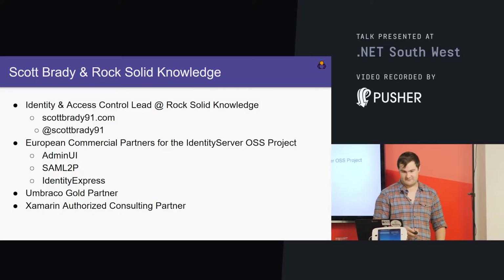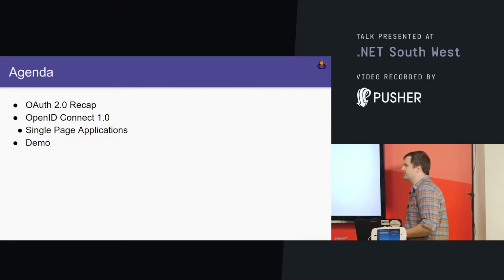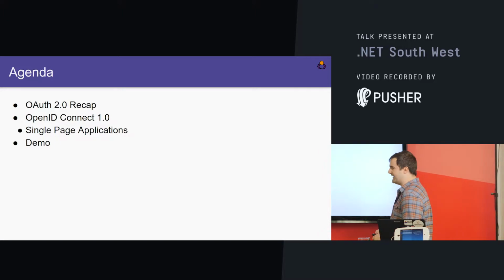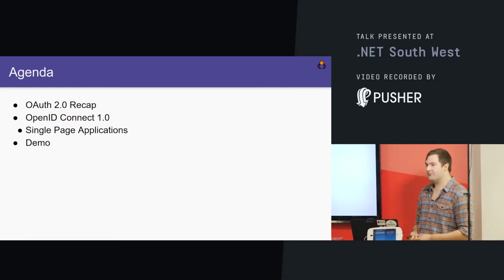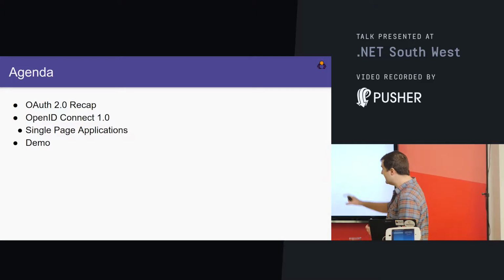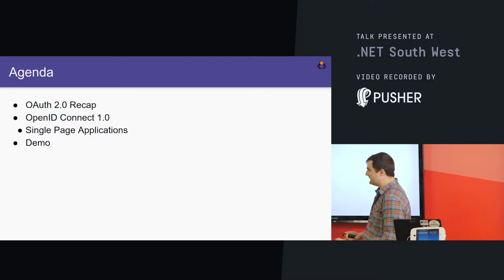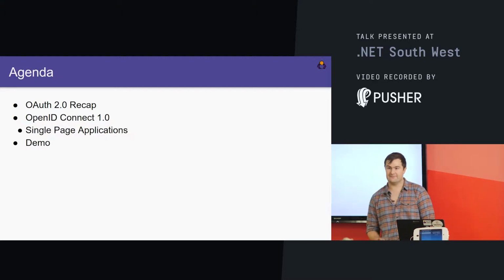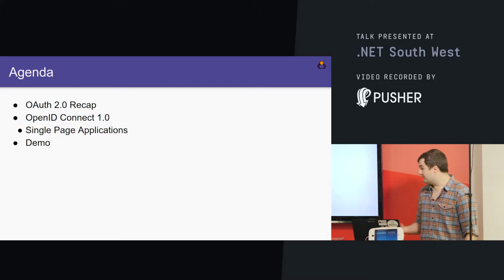Okay. Agenda. We're going to start off with an OAuth 2 recap, just to get everyone on the same level, and then cover the OpenID Connect basics. I'm not going to spend too much time on the basics because I want to cover the next big point: the worries about using all this stuff with single-page applications running inside the browser. And then we'll move on to a demo.